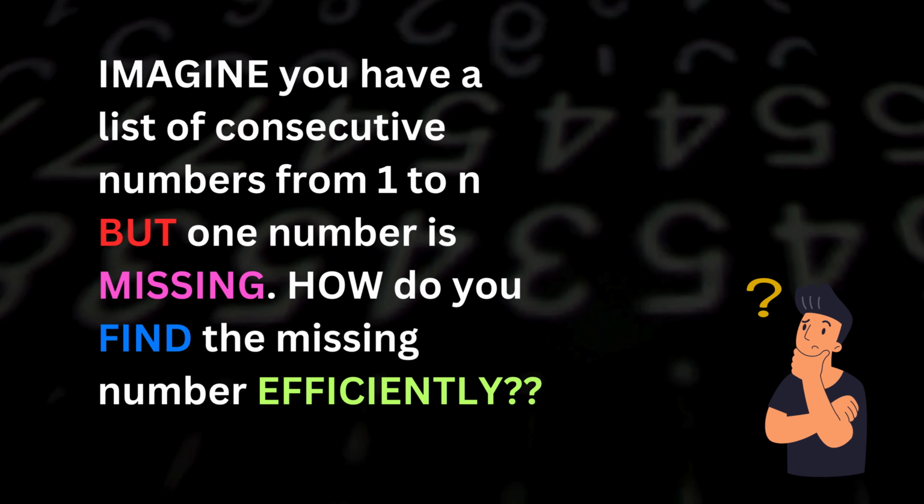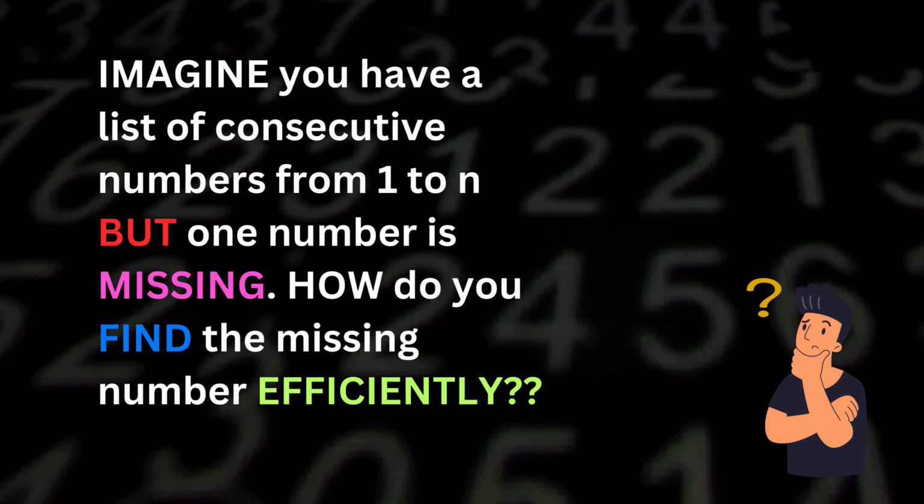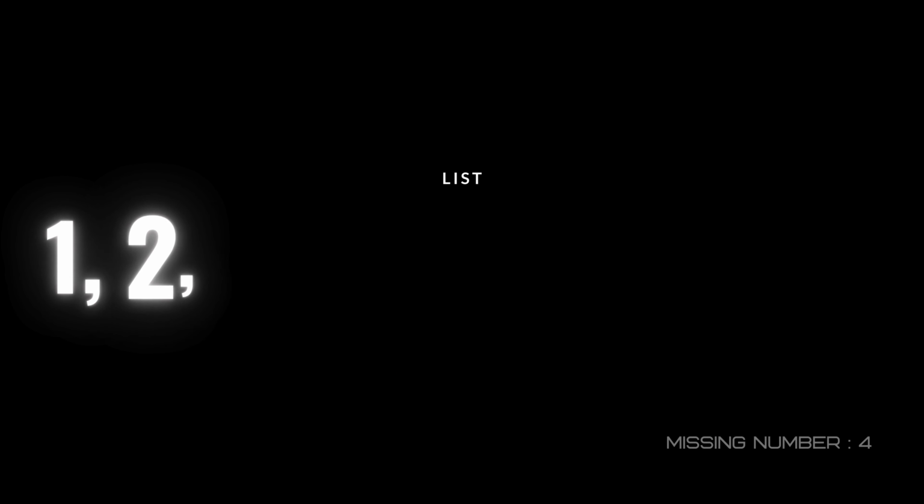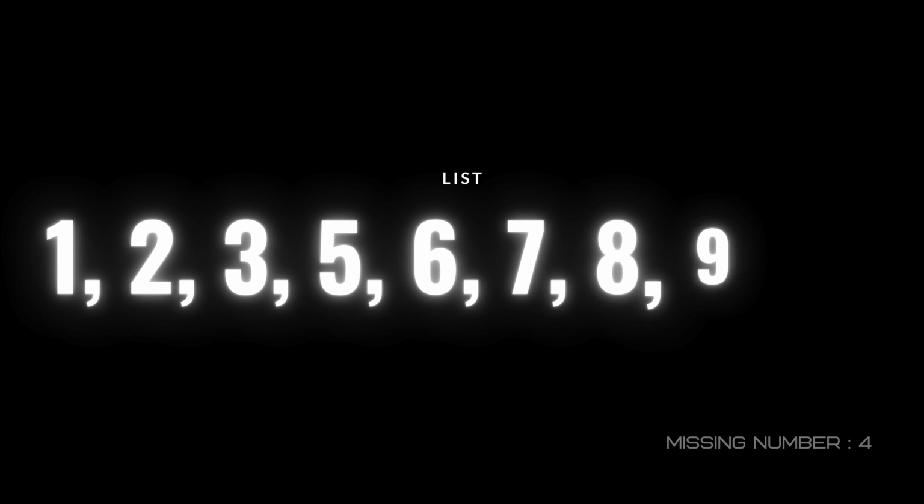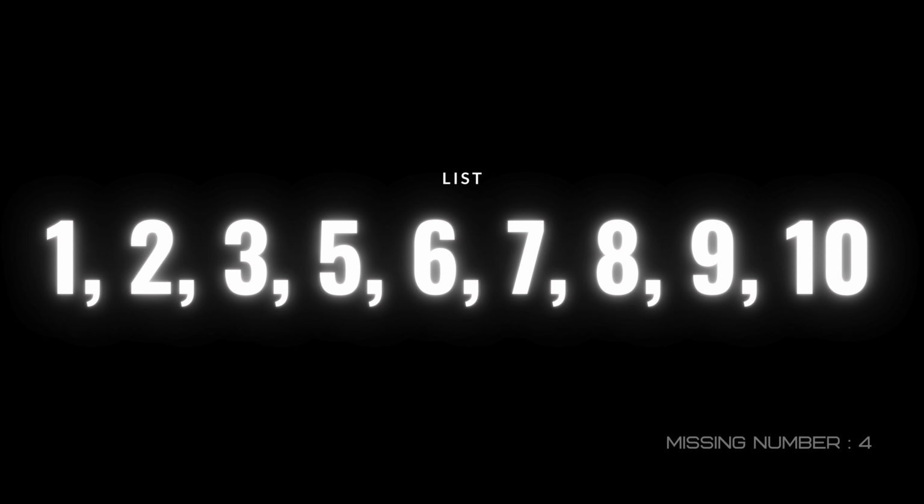How do you find the missing number efficiently? Let's take an example list: 1, 2, 3, 5, 6, 7, 8, 9, 10.